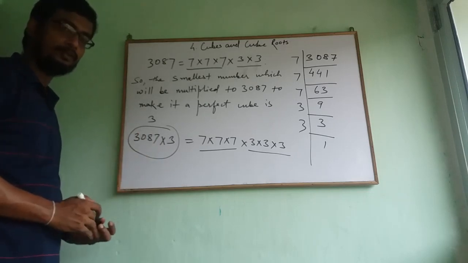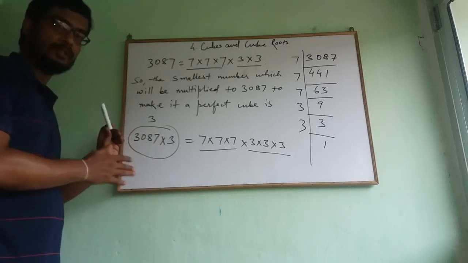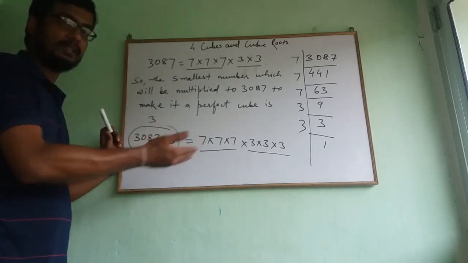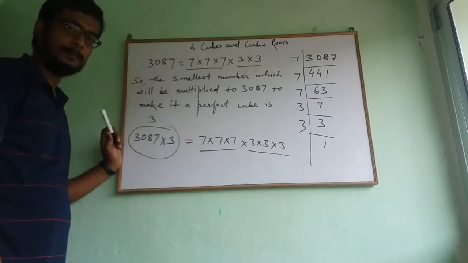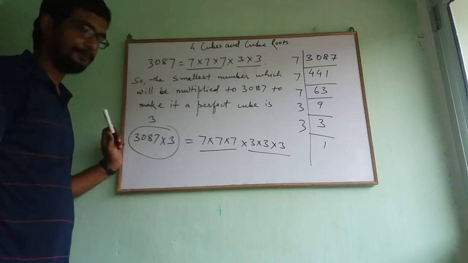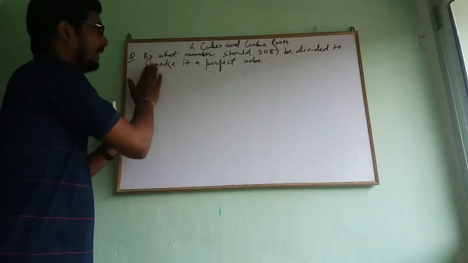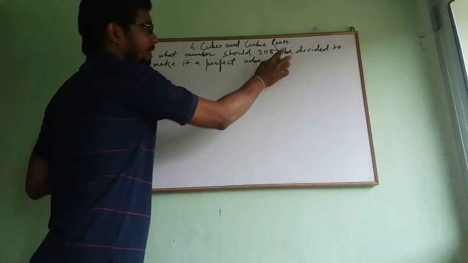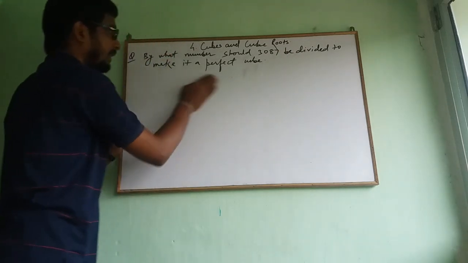I hope that this is one of the questions which you have understood. You can solve the remaining questions based on this pattern. Now let's see one more question. The next question is, by what number should 3087 be divided to make it a perfect cube?